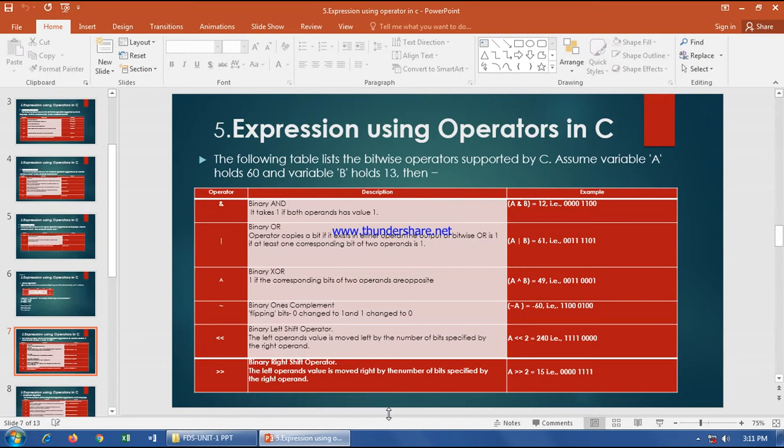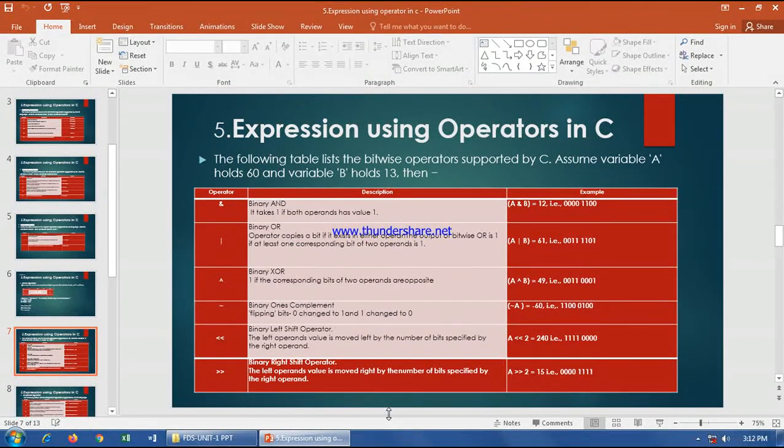Then binary OR means the operator copies the bits if they exist in either operand. The output of bitwise OR is 1 if at least one corresponding bit of the two operands is 1. So here we are using A OR B. Then the XOR operator gives 1 if the corresponding bits of the two operands have opposite values.